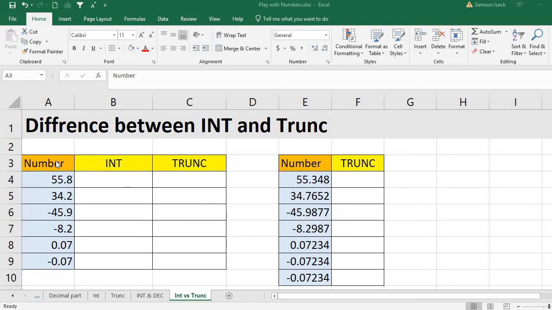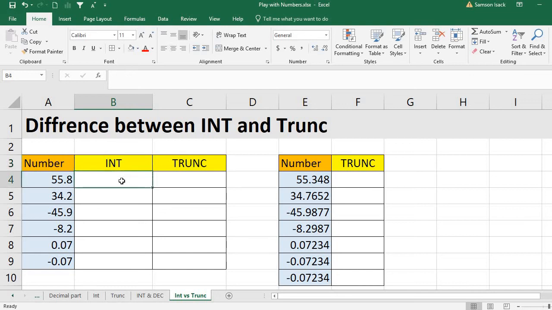Usually people think that INT and TRUNC both work in the same way, to remove the decimal part and get the integer part of the number. Most of the time people forget about TRUNC, and they think the INT function is the function to get the integer part of the number, but that is actually wrong. I will show you why.